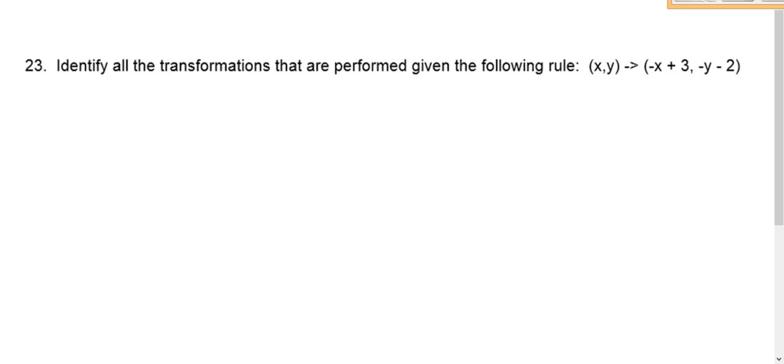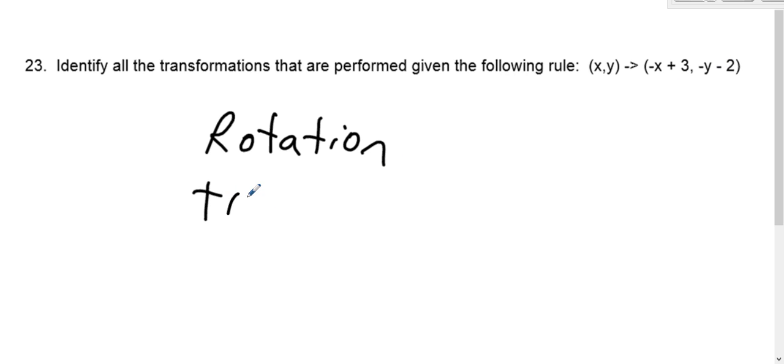Identify all the transformations that are performed given this rule. So the x and the y both stay in their spot but turn negative. That's a 180-degree rotation. And then we have +3 and -2. That's a translation, and you're just adding numbers on there. So those are the two transformations, a rotation and a translation.